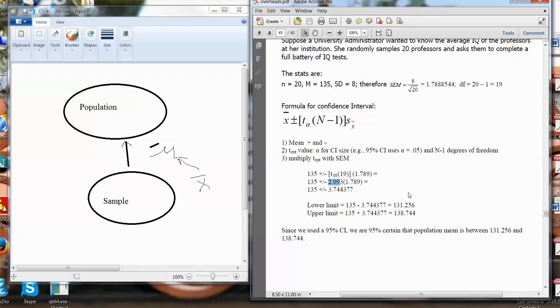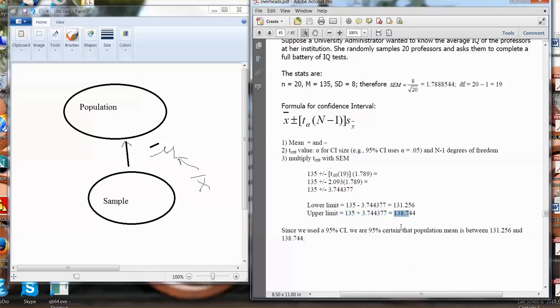That goes into that value there. That's it. That's the trick. It's not very hard, not very complex. Now all we've got to do, the math is pretty easy. We multiply these two numbers, 2.093 and 1.789, and we get 3.744377. Now to get the lower limit, we take 135 and subtract that value. To get the upper limit, you add. So 135 plus this 3.744.